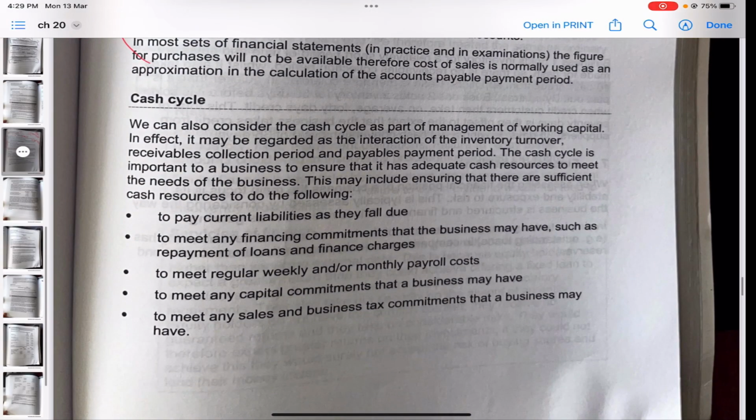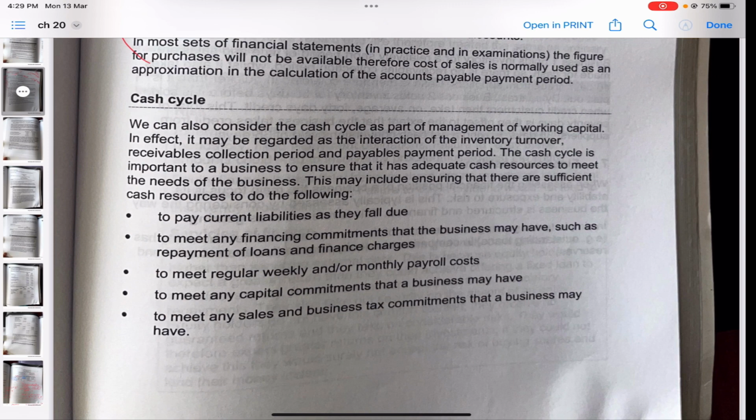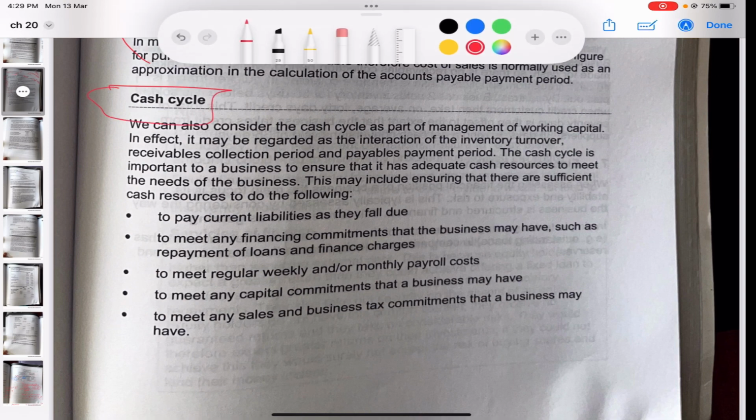Okay. Now we come to something which is known as the cash cycle. What do you understand by a cash cycle? Cash cycle is a part of management of working capital. In effect, it may be regarded as the interaction of the inventory turnover, receivable collection period, and the payables payment period. The cash cycle is important to a business to ensure that it has adequate cash resources to meet the needs of the business. So, cash cycle is basically a cycle which keeps a record of the cash.